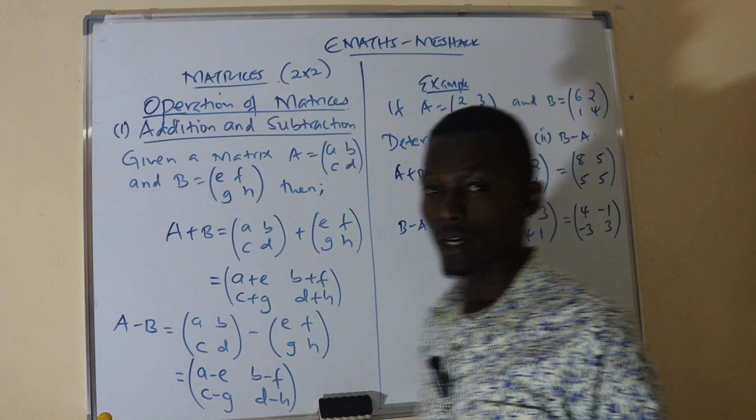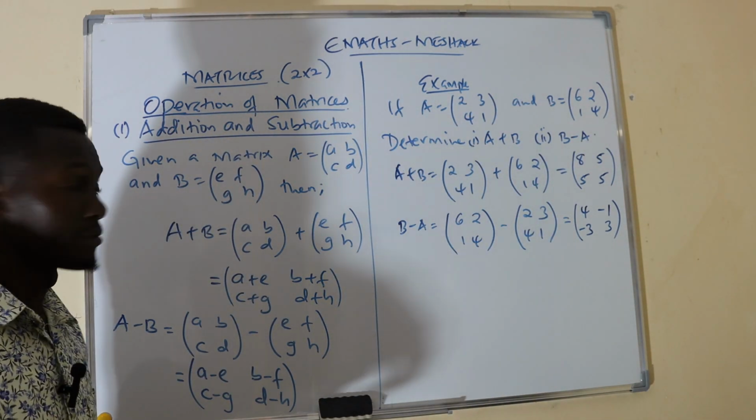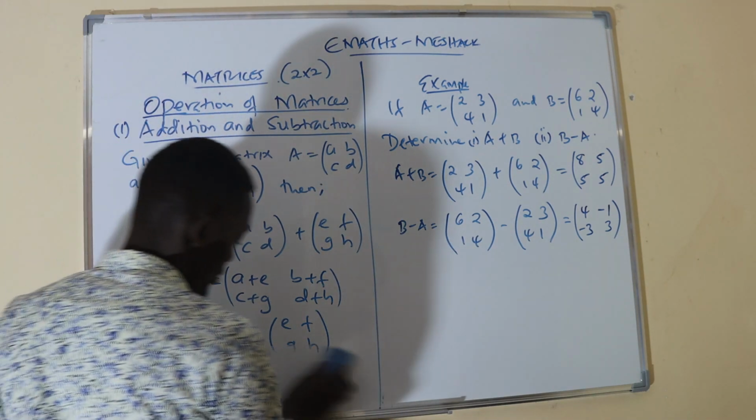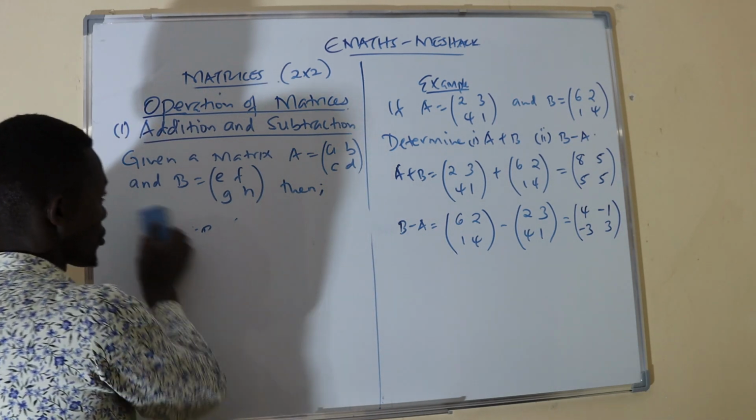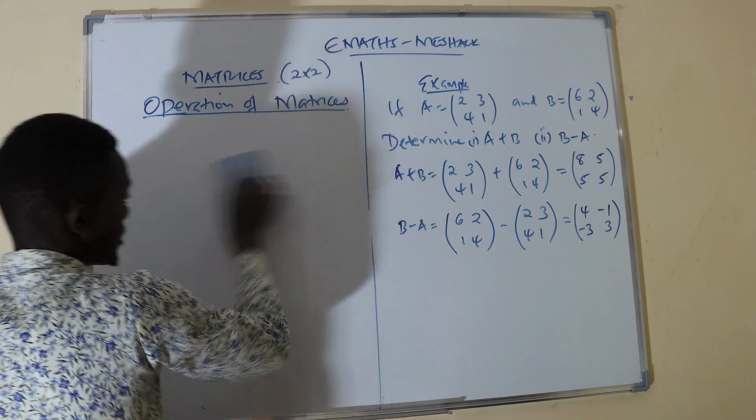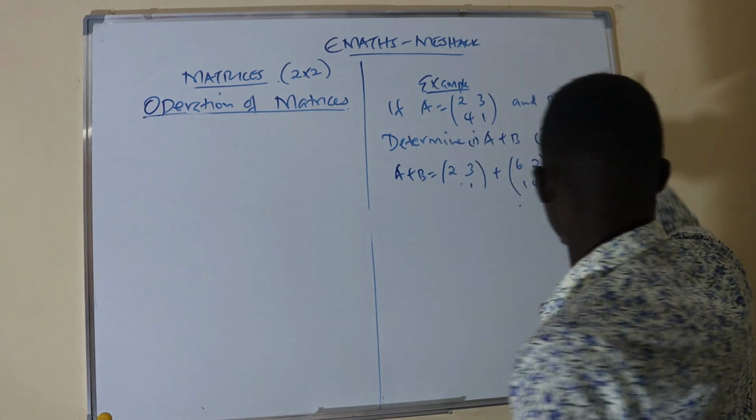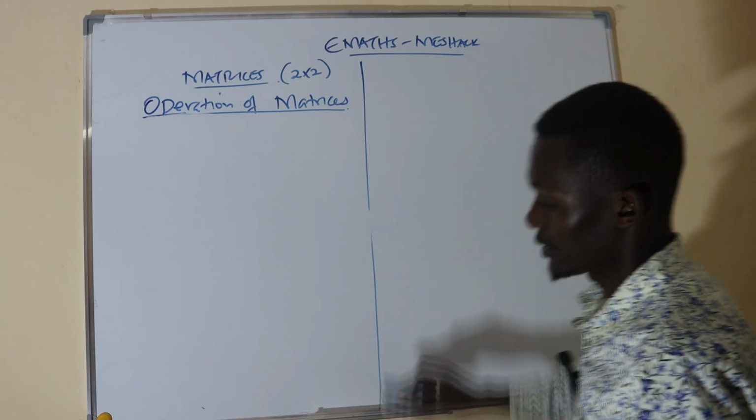So that is it for addition and subtraction of matrices. Now let us jump into multiplication of 2 by 2 matrix. And in this one, we're going to start by scalar multiplication. Then we shall check now the general multiplication procedure. All right. So you can get as many examples as you can and try them out together.